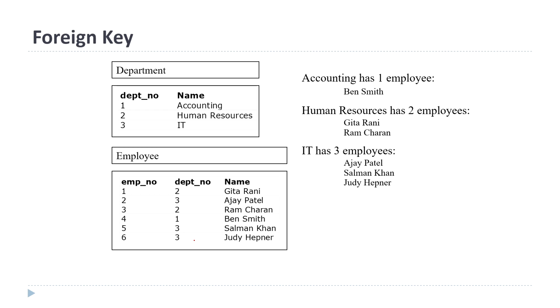Now, what are some of the advantages of doing this? Let us look into this quickly. Accounting has only one employee, Ben Smith. Human resources has 2 employees. How do you know there are 2 employees? Because human resources is department number 2, so you have 2 and 2. And IT has 3 employees, all the 3 with the department number related to IT. Instead of this, let us think about a scenario where you had something like this.